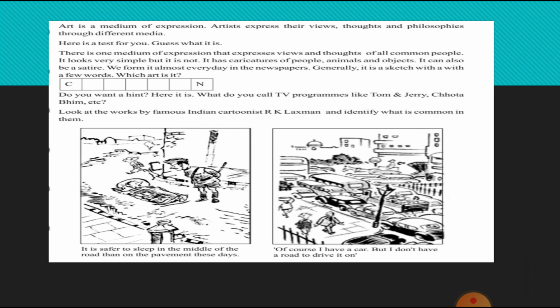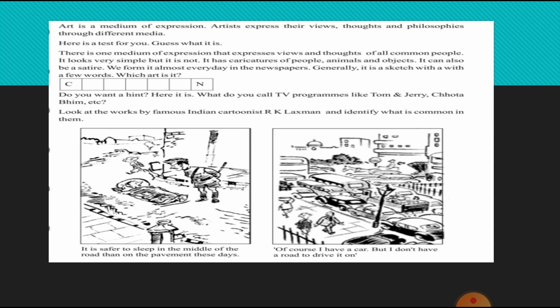And now when we talk about art, they have said your art is a medium of expression. See, art is one form through which you can express your ideas, your feelings. An artist can express their views, thoughts, philosophies, everything, through the different mediums they use. And here is a test for you. Guess what it is. There is one medium of expression they have shown here, and it expresses the views and thoughts of all the common people.